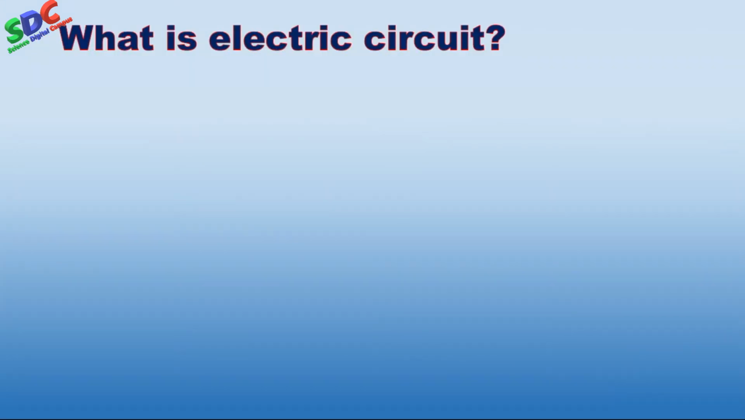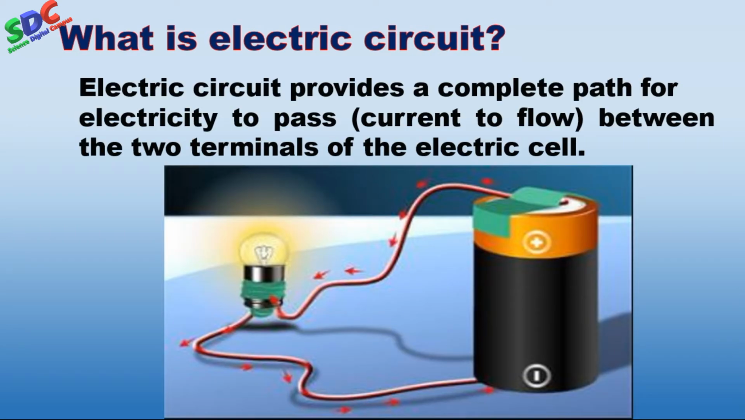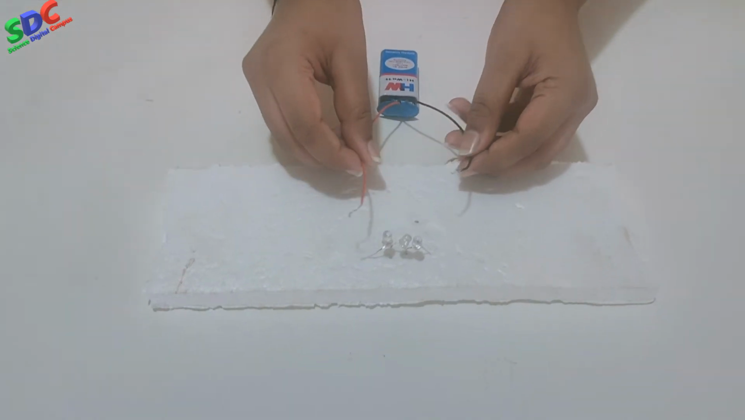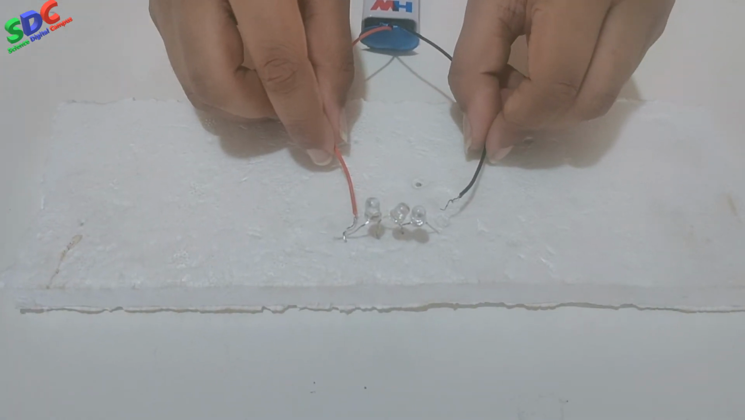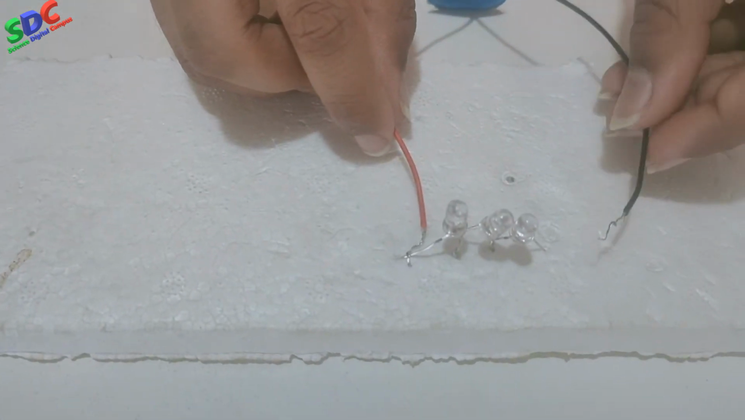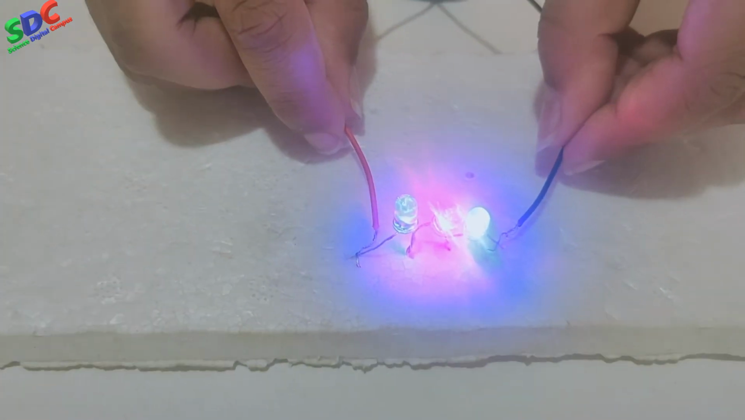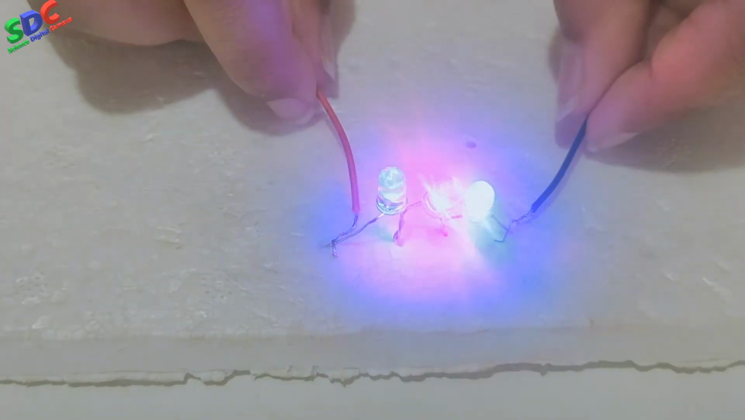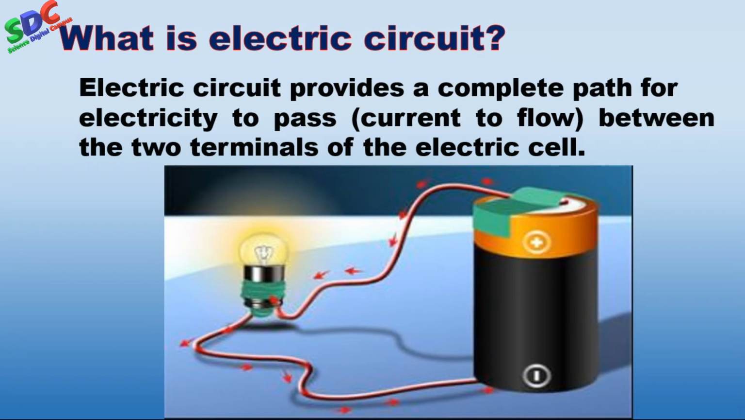Now we are going to learn what is an electric circuit. An electric circuit provides a complete path for electricity to pass between the two terminals of the electric cell. See, in this video, when we connect a light to the electric cell through wires, the light starts glowing, right? This complete path is called an electric circuit. The direction of current flow is from the positive to the negative terminal.